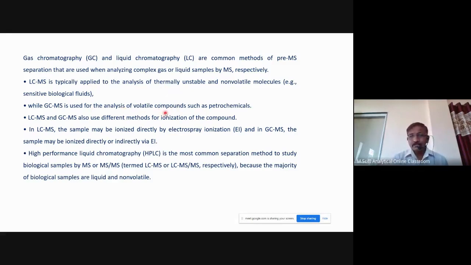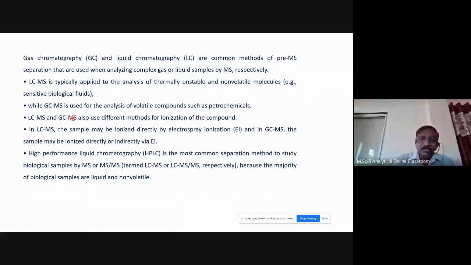So it is used to analyze the volatile compounds, such as petrochemical compounds, that are commonly used. Then LCMS and GCMS are also different methods for analysis of compounds, because they use a number of analyzers. On the basis of advancement of analyzers, they can be modified, and a number of instruments are available nowadays.